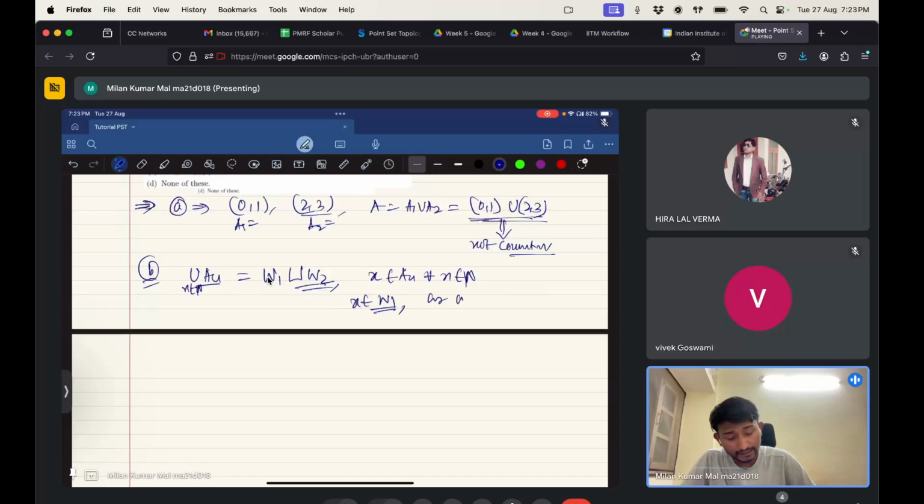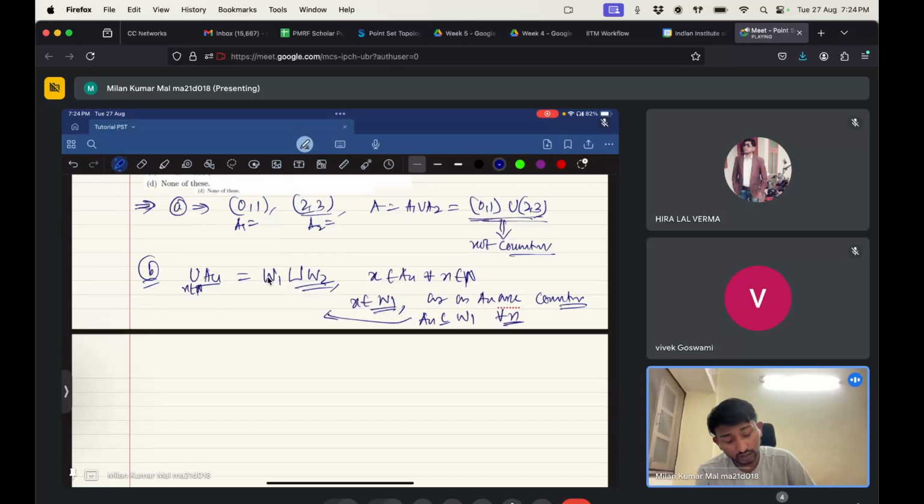But as the An are connected, it must be a subset of W1, and that is true for all n. Why will this be? Because as An is connected and x belongs to W1, An should be a subset of W1.